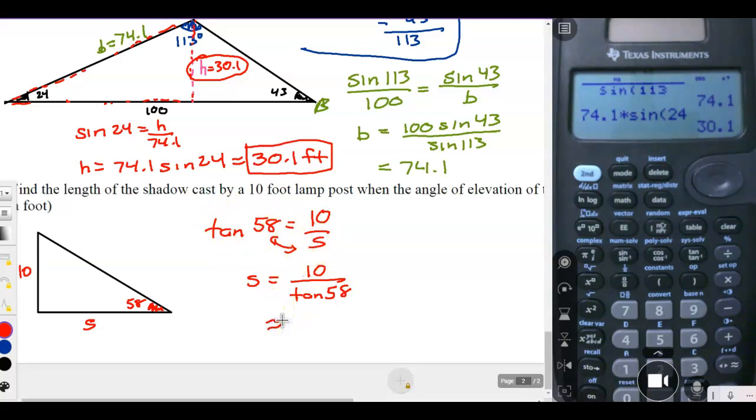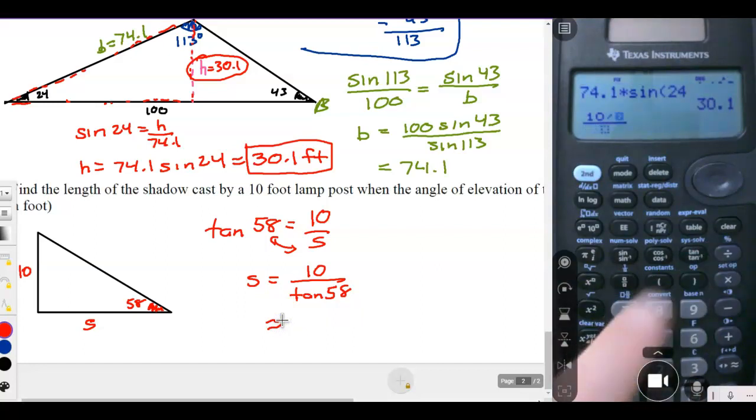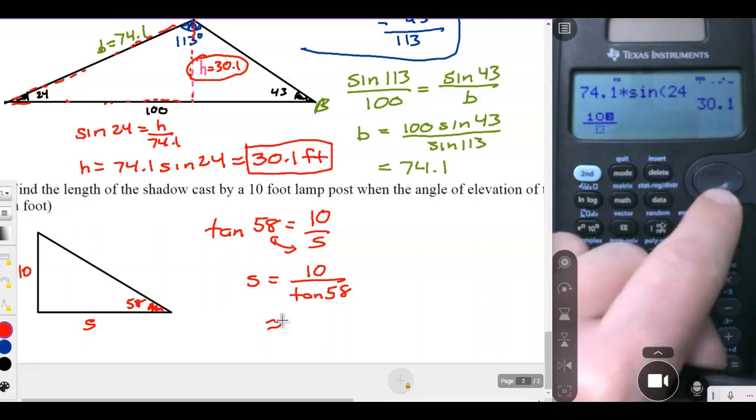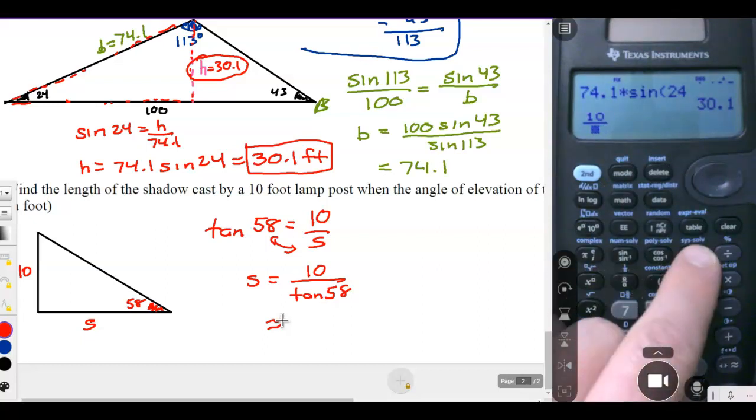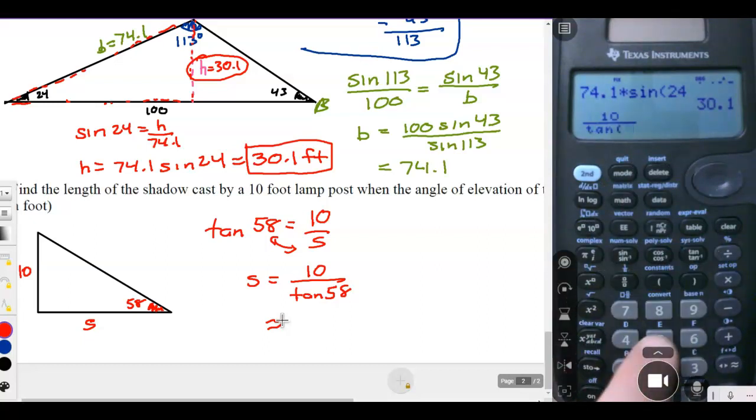Alright, so our shadow is going to be 10 over tangent of 58, which is about 6.2. And we're dealing with feet again, so let's get the feet on there. All right, and there is our final answer of 6.2 feet. All right, so that concludes it.